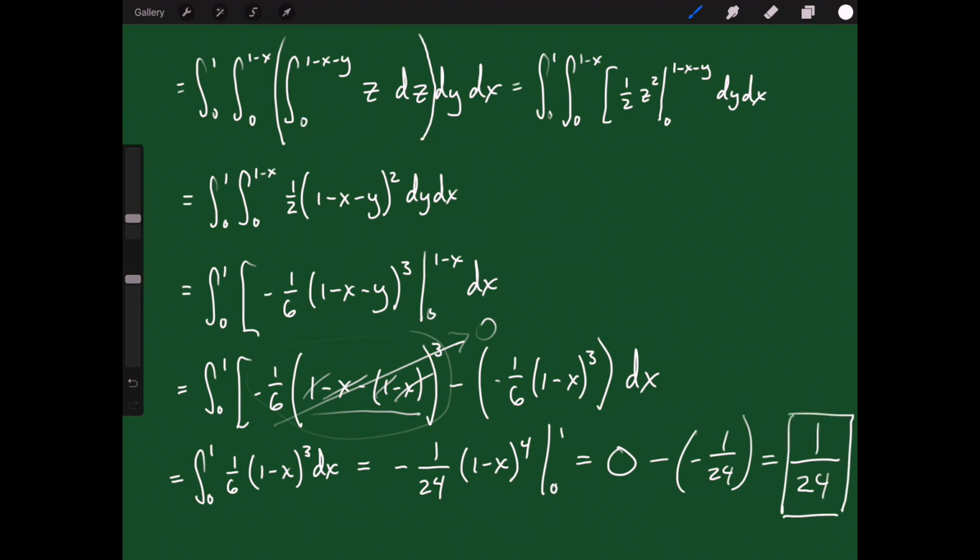And that's my answer. Okay, so the hardest part of these problems is definitely setting it up. The antiderivatives, we know how to take antiderivatives. We can get through all of that. The tricky part is setting it up and remembering we need to integrate from surface to surface, then from function to function, and then from constant to constant. Okay, let's do one more just to get a little bit more practice.